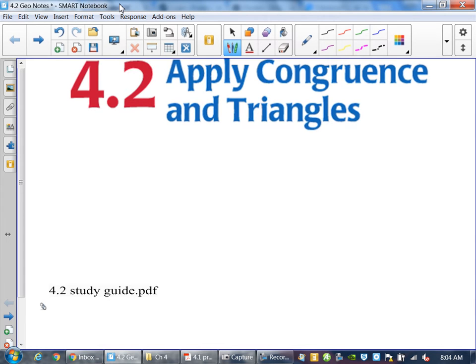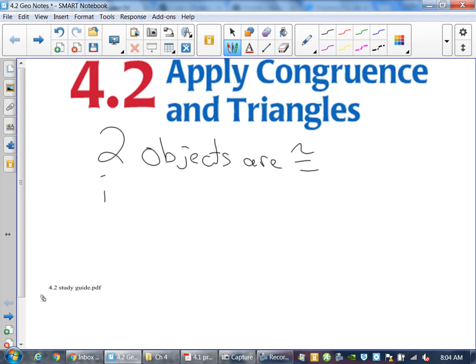We have what they call congruence. Two objects are congruent if all corresponding parts are congruent. So two objects can be congruent to one another. They don't have to be necessarily triangles. They can be rectangles or some sort of polygon or whatever. But as long as all of their corresponding parts match up, then those objects themselves become congruent.